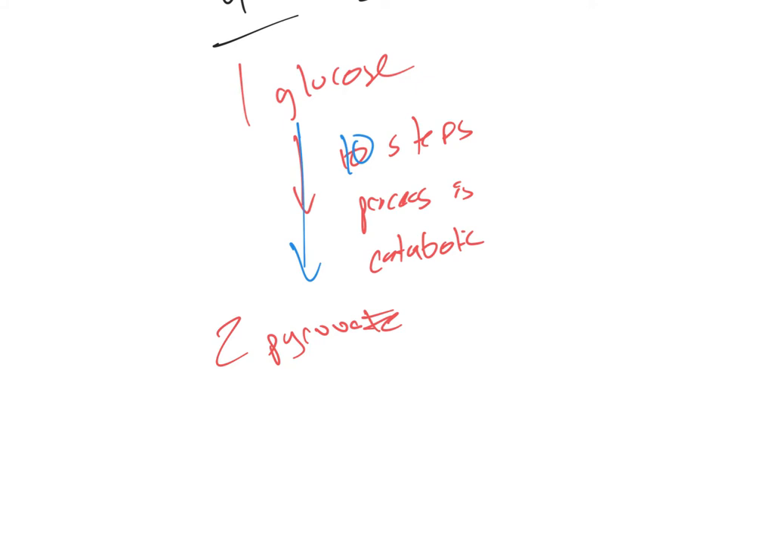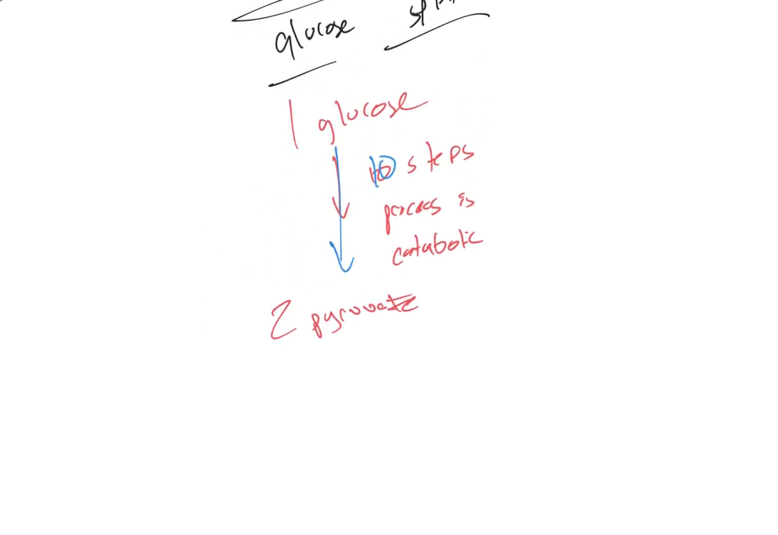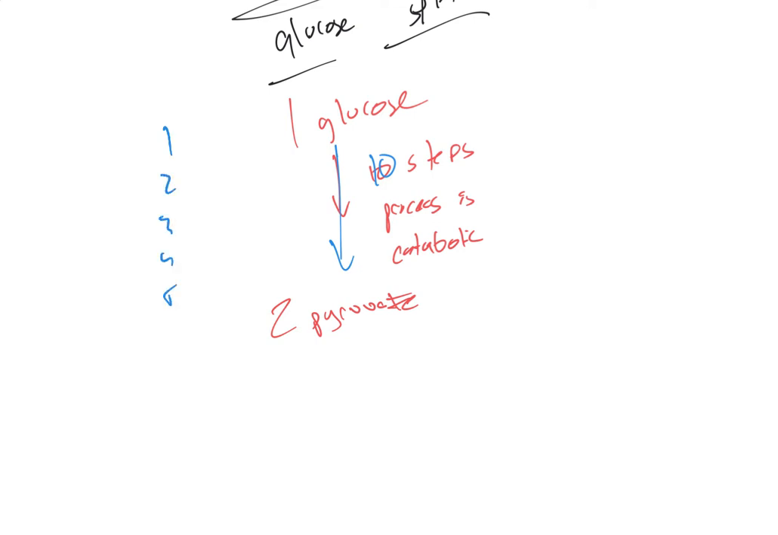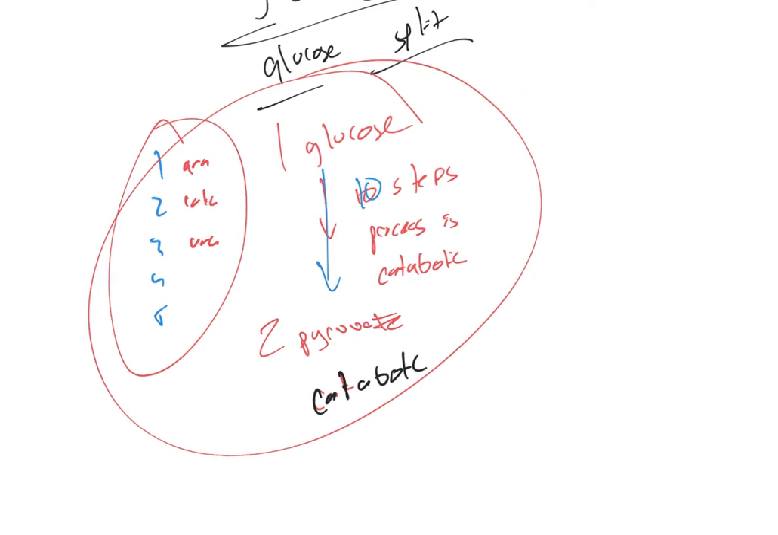Some of those 10 steps, for example, 1, 2, 3, 4, 5, this is anabolic, this is catabolic, this is anabolic, just for example. So if you take those 10 steps, some are anabolic, some are catabolic. In the end, the whole process is catabolic. You're breaking down molecules and you're releasing energy.